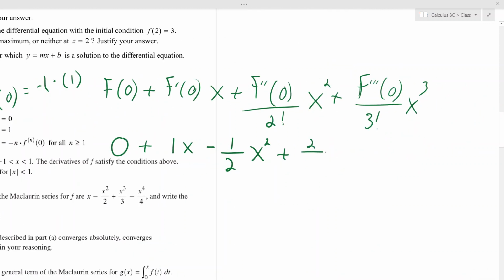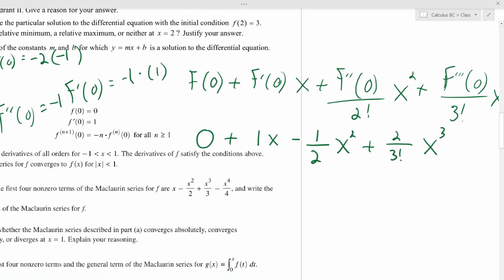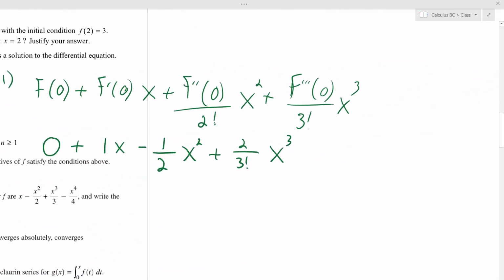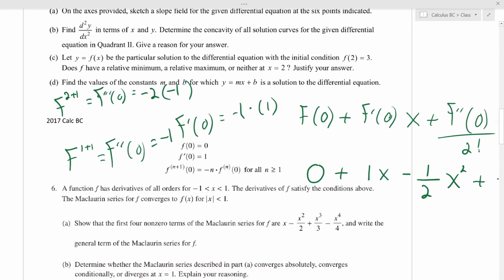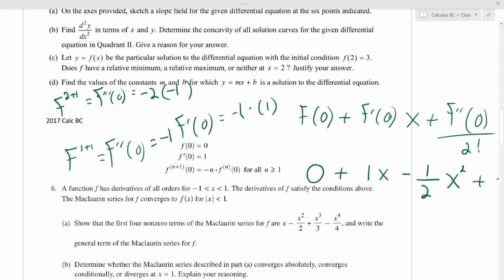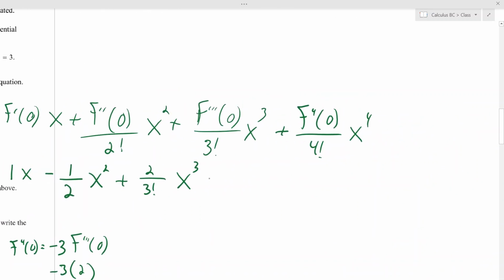So this is 2 over 3 factorial x cubed, and we got to keep going because we need 4 of these, right? Is that what it says? First 4 non-zero terms. Yep. So plus, now we need the fourth derivative at 0 over 4 factorial x to the 4th. So to get the fourth derivative, I don't have a ton of room here. It's right over here. The fourth derivative at 0 is when n is 3. So that's negative 3 times the third derivative at 0. So that's negative 3 times positive 2, which is negative 6. So it's negative 6 over 4 factorial x to the 4th. So that's the first 4 terms.